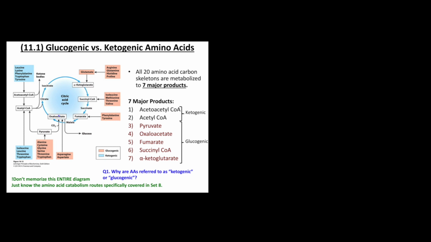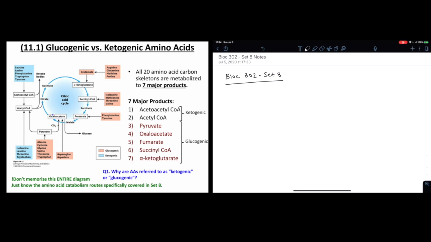So the main difference is that the carbon skeletons of amino acids can either be ketogenic, meaning they have the potential to generate ketones or ketone bodies, or they have the potential to generate glucose, which means that they're going to eventually be shifted into oxaloacetate to go on to generate glucose through gluconeogenesis.